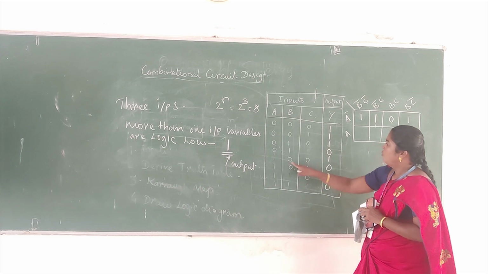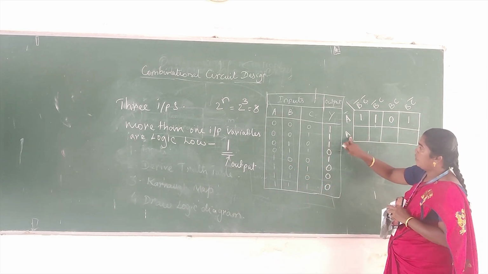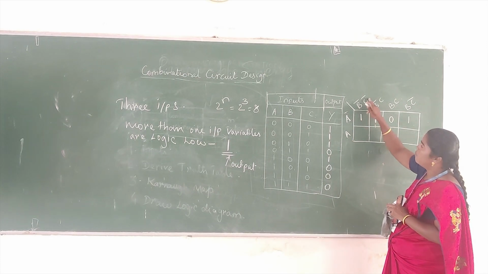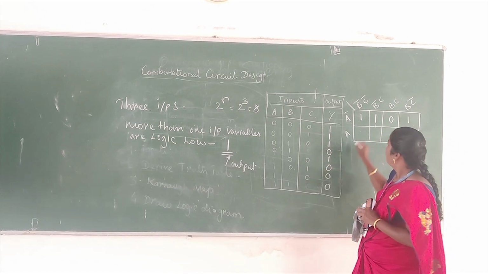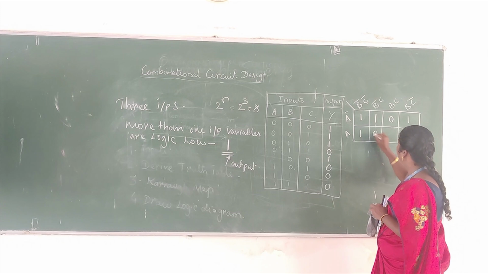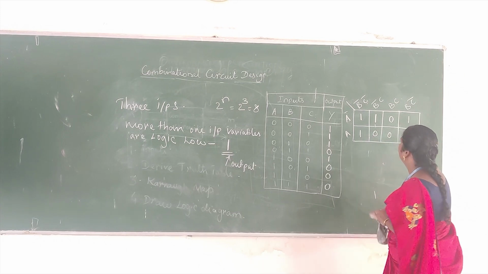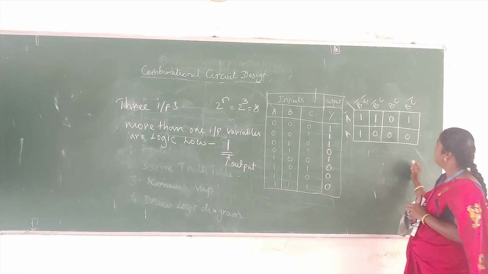Okay, and then 1, 0, 0, 1, A. Okay, 1, 0, 0, B bar, C bar. The output is 1, and then the remaining value becomes 0. Okay, we are grouping the logical outputs.